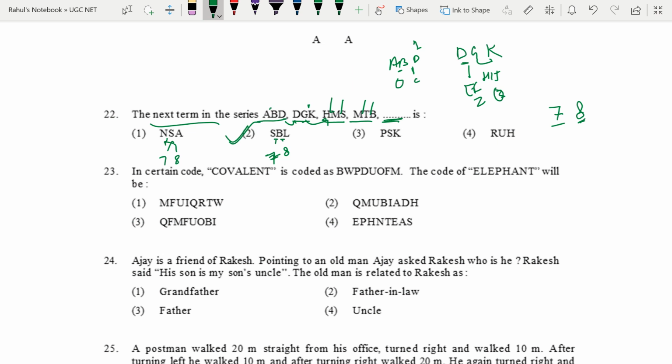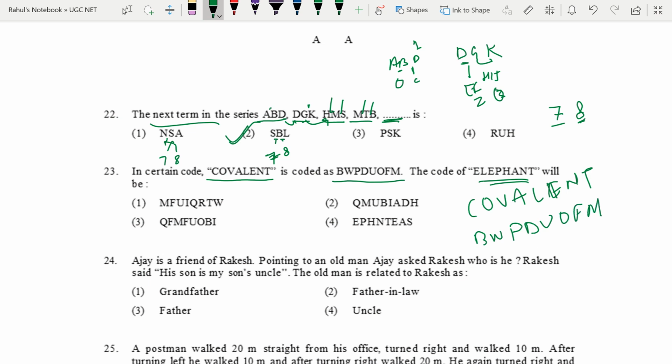I hope you got the concept. The next question is, in a certain code, covalent is coded as BWPDUOFM. What will be the code of elephant? So if you observe covalent, COVALENT, it is coded as BWPDUOFM. So are you finding any logic?